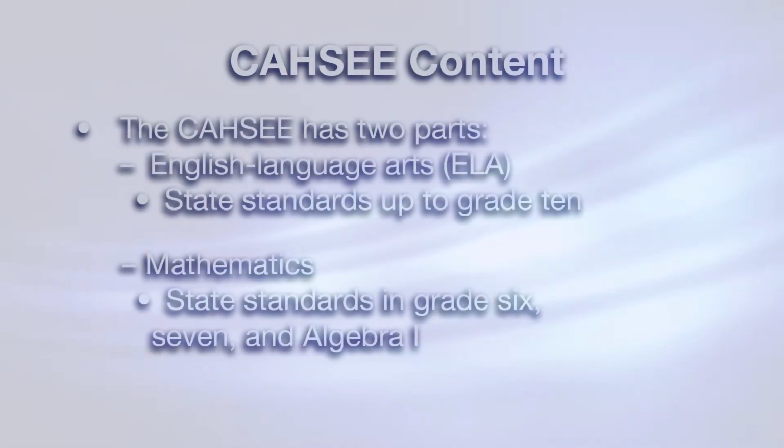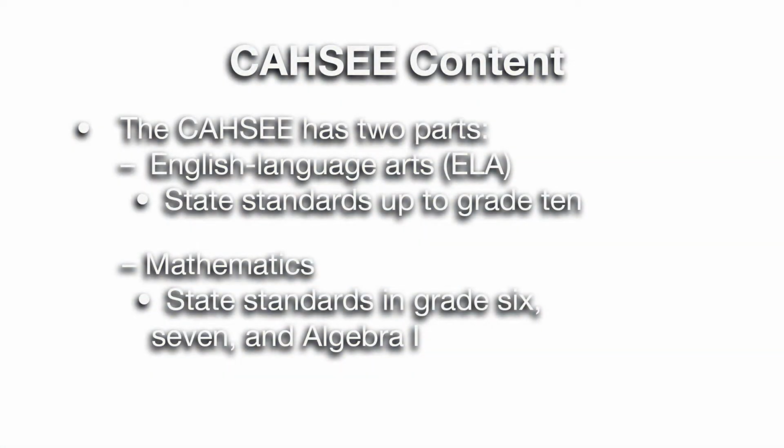spelling. The mathematics part of the CAHSEE addresses state content standards in grades 6 and 7 and Algebra 1. The exam includes statistics, data analysis and probability, number sense, measurement and geometry, mathematical reasoning, and algebra. Students are also asked to demonstrate a strong foundation in computation and arithmetic, including working with decimals, fractions, and percents.